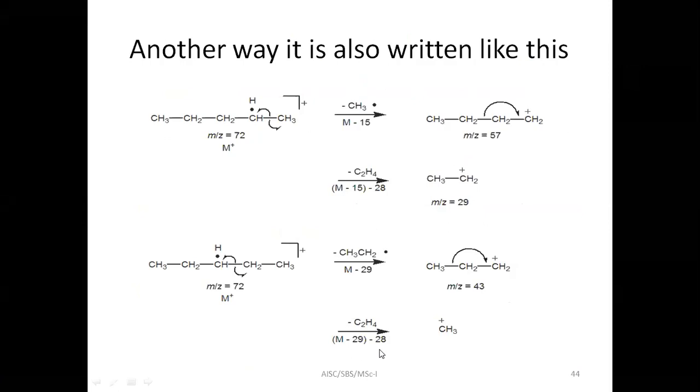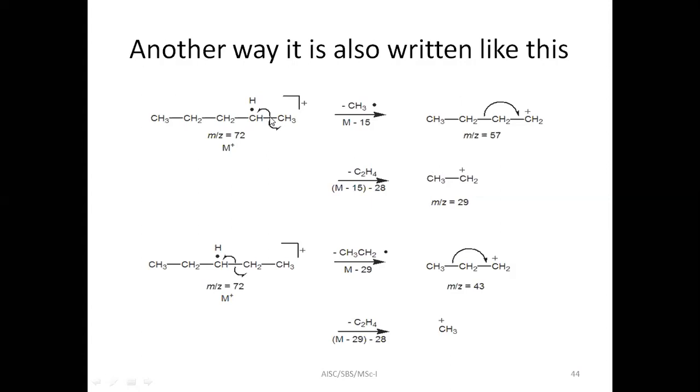So let's look. In this other way, the genesis of pentane is also written like this. This is pentane, which is your molecular ion, showing M by Z 72 here. So you are getting plus and dot. The plus is written on the whole compound, and the dot is given between the carbon and hydrogen bond. Okay, so breaking up this carbon-carbon bond.